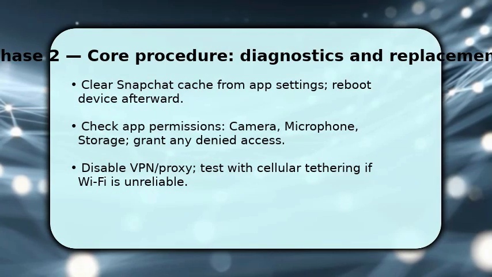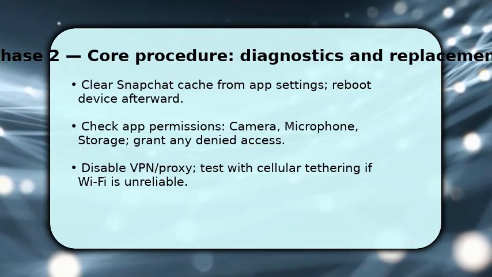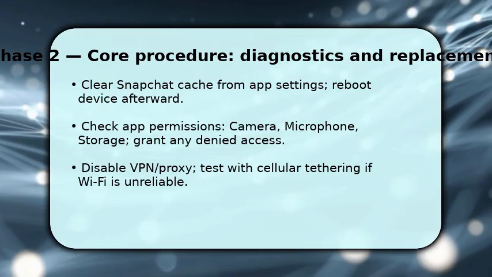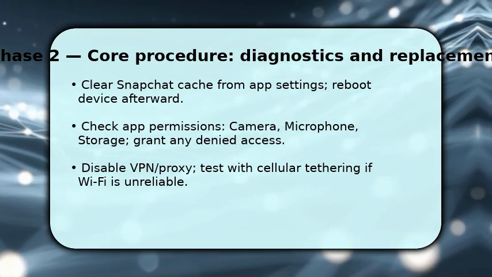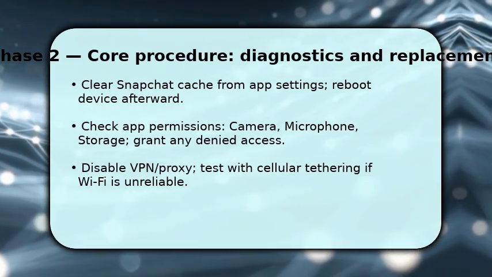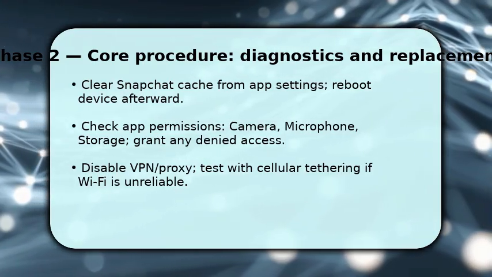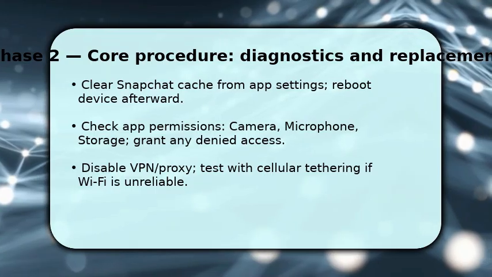Now you tackle the middle steps that often resolve C04a. Clear Snapchat's cache in settings under Snapchat storage, then reboot your device because a restart finalizes cache changes. Check permissions, enable camera, microphone, and storage if any are denied. Snapchat needs them to load content.